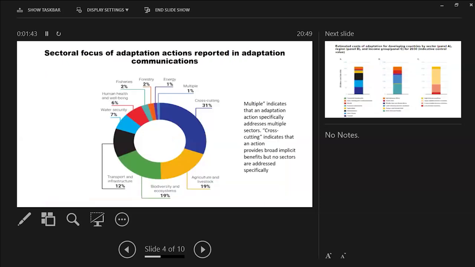So there is the sectoral focus of adaptation action. Around 19% is focused on agriculture and livestock, which directly contributes around 90%. The main focus of adaptation goals are these, and around 19% is for biodiversity and ecosystem.